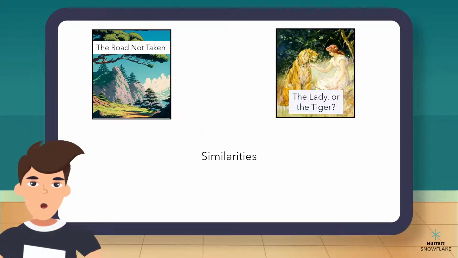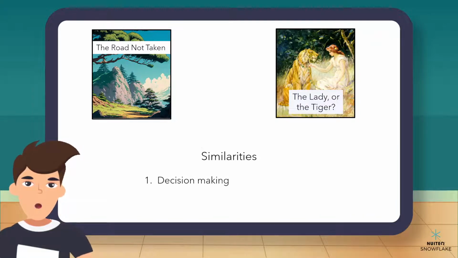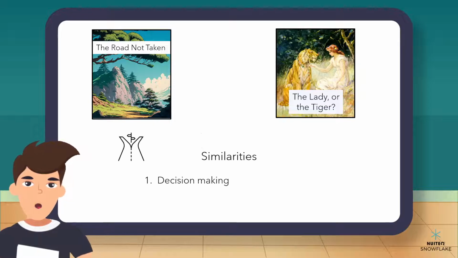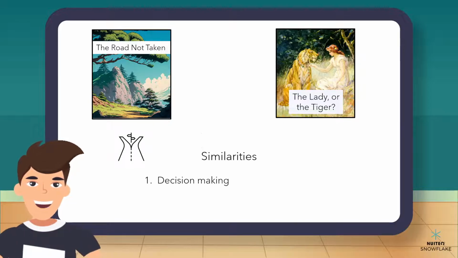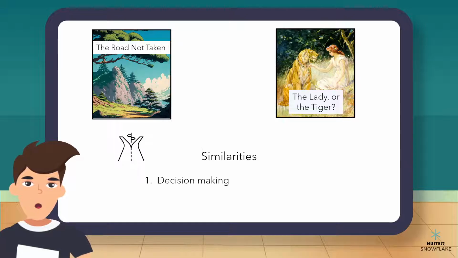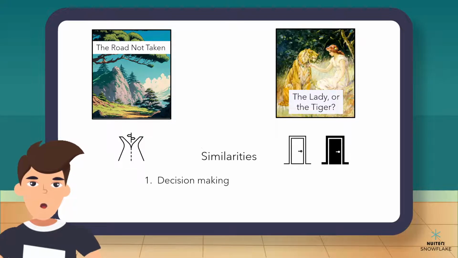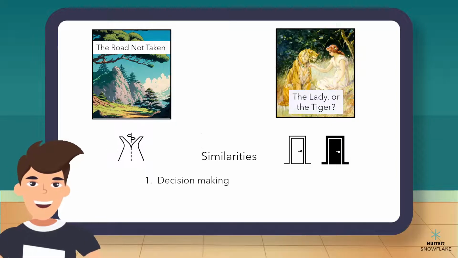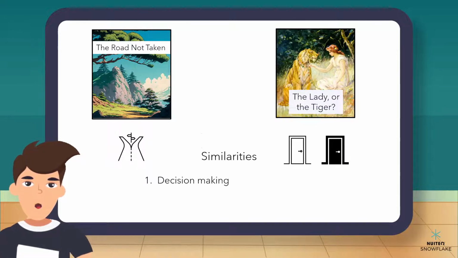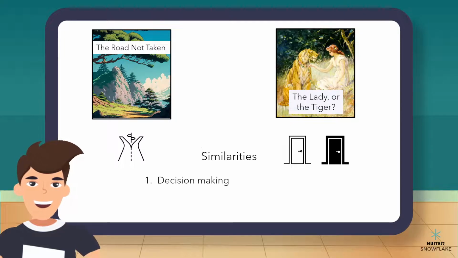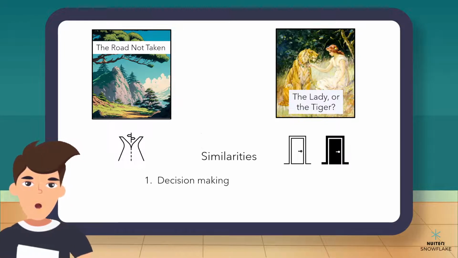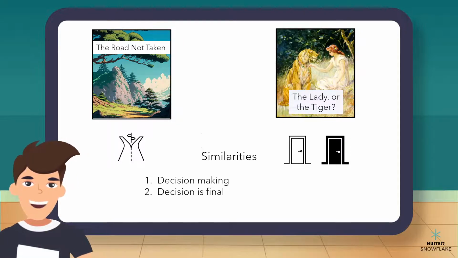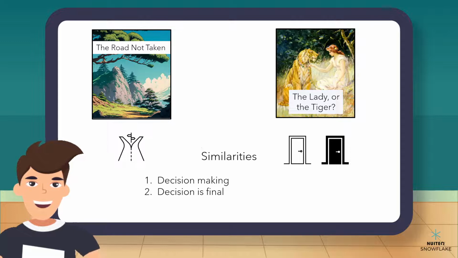The two pieces share a common theme: decision-making. In the poem, there is a traveler who comes across a fork in the road, and he has to decide which road to take. In the short story, the princess has to decide whether to save the man she loves by letting him go through one door to marry another woman, or send him through the other door to be devoured by a tiger. So one theme in both works is decision-making. In both works, the decision is final, and there is no going back. This is another similarity they share.